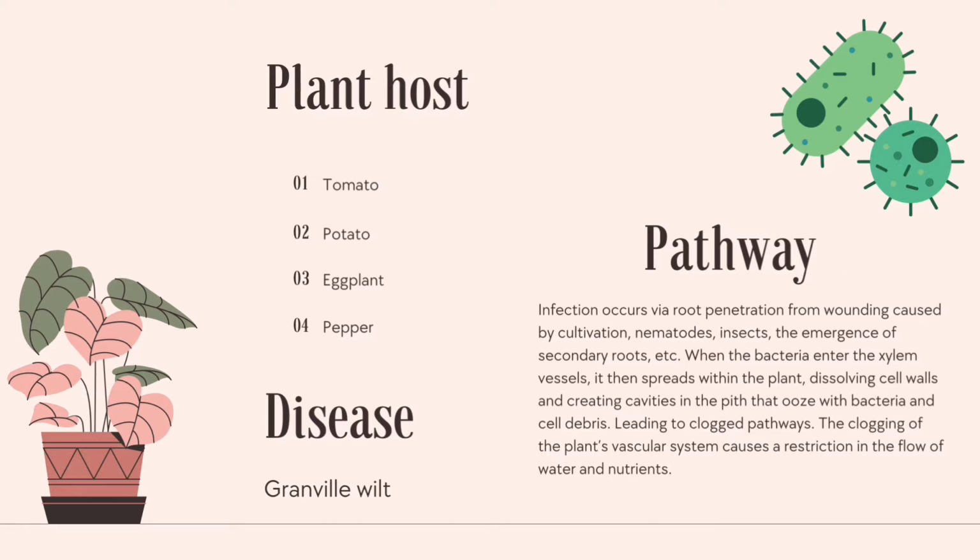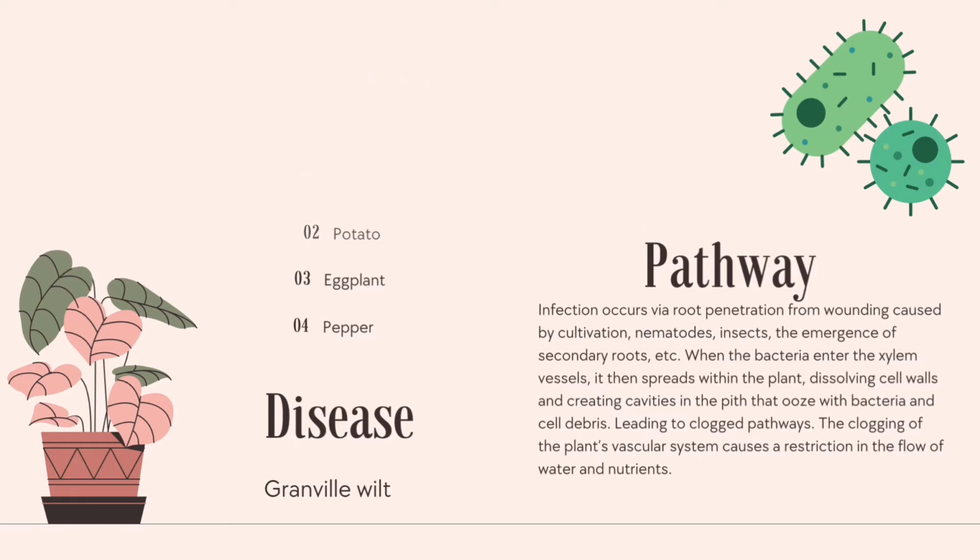Regarding its pathway, the infection occurs via root penetration from wounding caused by cultivation, nematodes, insects, and the emergence of secondary roots, etc. When the bacteria enter the xylem vessels, it then spreads within the plant, dissolving the cell walls and creating cavities with a pus that oozes with bacteria and cell debris, leading to clogged pathways. The clogging of the plant's vascular system causes the restriction of the flow of water and nutrients.